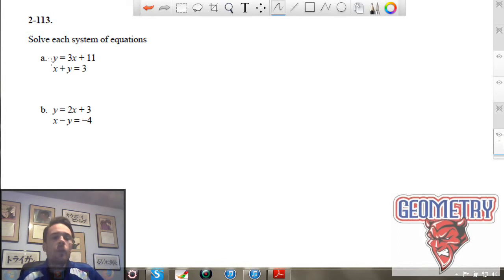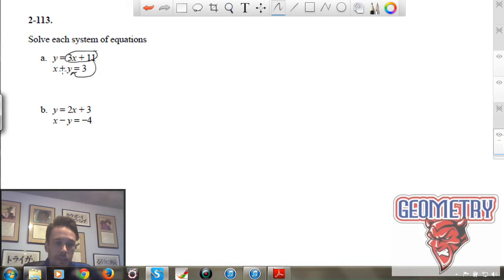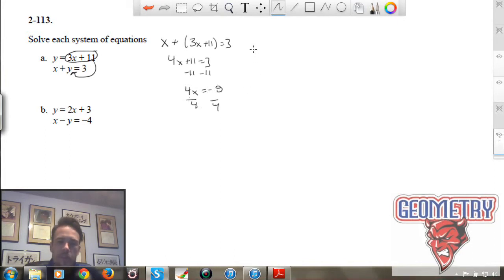I know that y equals 3x plus 11, so I'm going to take 3x plus 11 and substitute it into the second equation for y. So instead of x plus y equals 3, I have x plus 3x plus 11 equals 3. Combine like terms, we get 4x plus 11 equals 3. Subtract 11 from both sides. 3 minus 11 is negative 8. And we divide both sides by 4. We get x to equal negative 2.